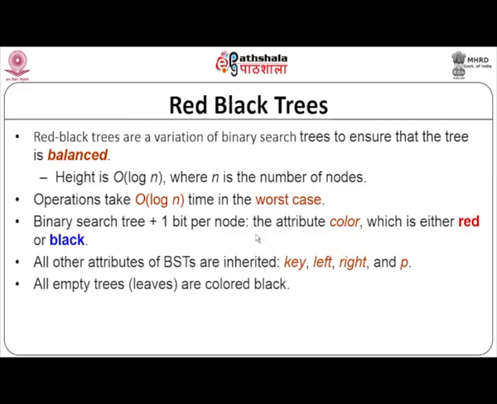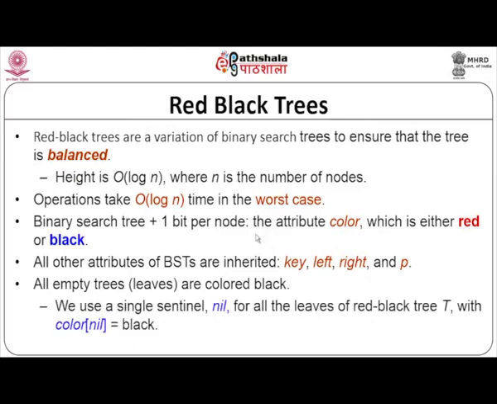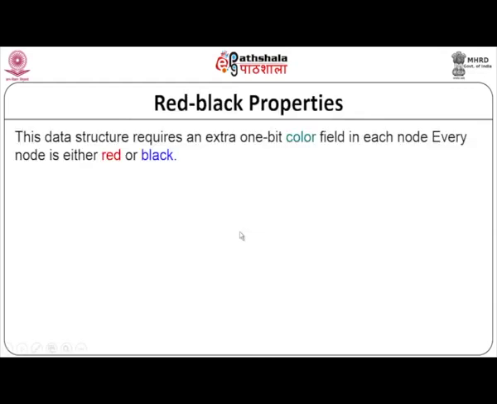One is every node will be colored either red or black. So, it will have an attribute called color, and then all other attributes of BSTs or binary search trees are inherited. All empty trees, that is leaves, are colored black. We use a single sentinel nil for all the leaves of the red black tree T with color of nil equal to black. So, we just specify that, that is it. And the root's parent is also nil of T, that is, normally we do not have a parent for it. Now, the red black properties, let us go.